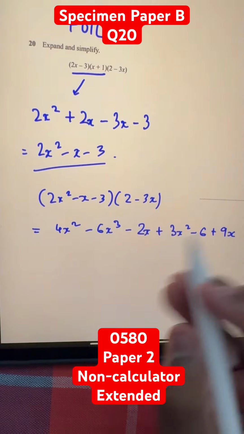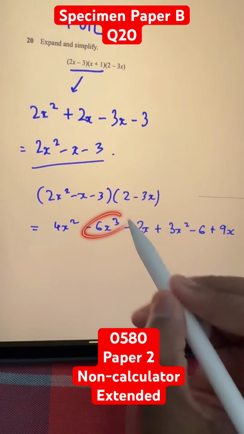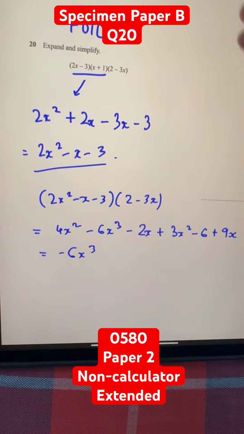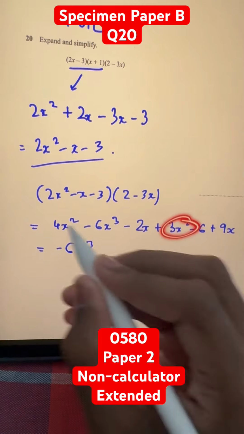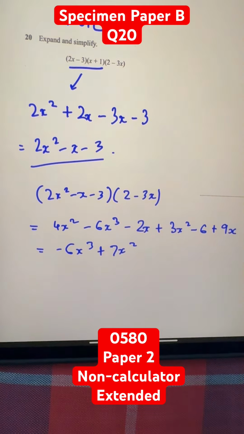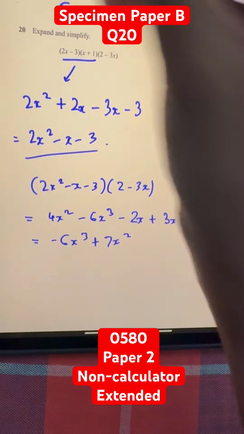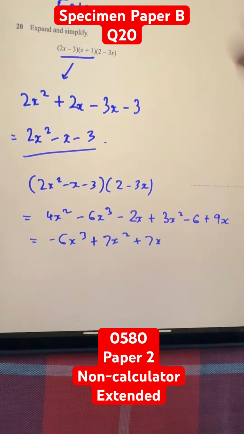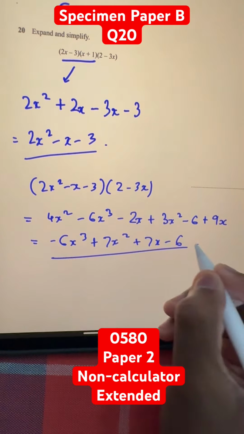And now let's group the like terms together. So minus 6x cubed is the only x cubed term. And then we have 3x squared, 4x squared, they add to get 7x squared. And then we have minus 2x plus 9x, which is plus 7x. And then we have the only constant term, which is negative 6. And this will be our final answer.